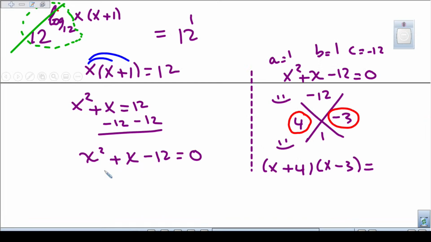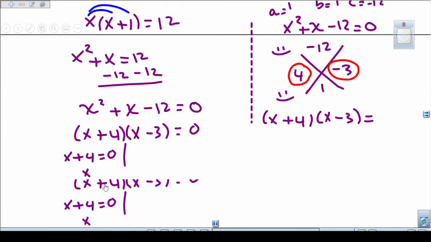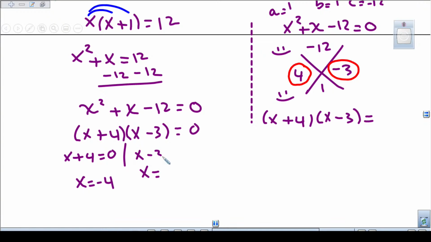So let me take them to this side now. I have x plus 4 and x minus 3 equals 0. And by the zero product property, we know that you can set each one of them equal to 0 and solve. I know this has been a long problem, but it's okay. x equals negative 4. Or, obviously, x minus 3 equals 0, so x is going to be equal to 3. So two different solutions here.